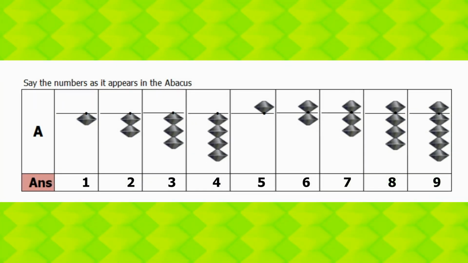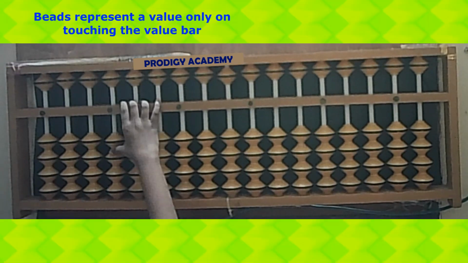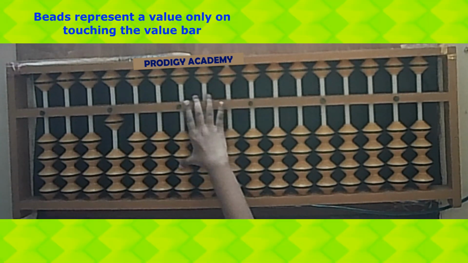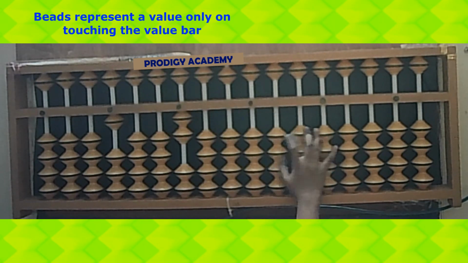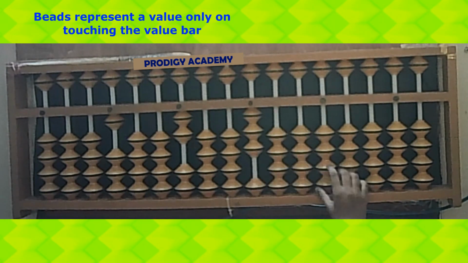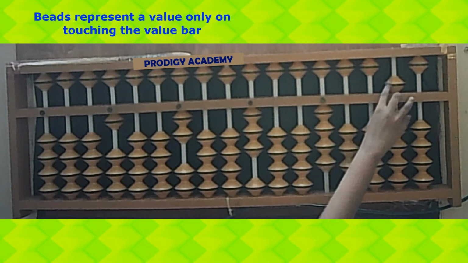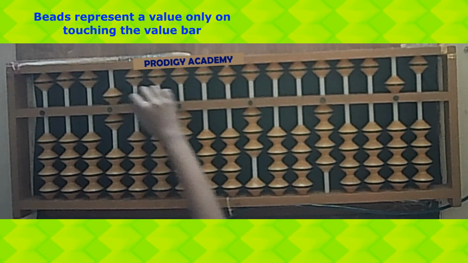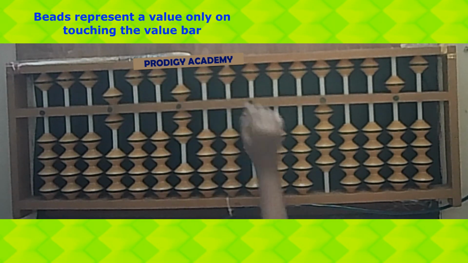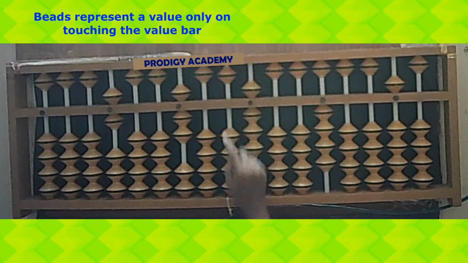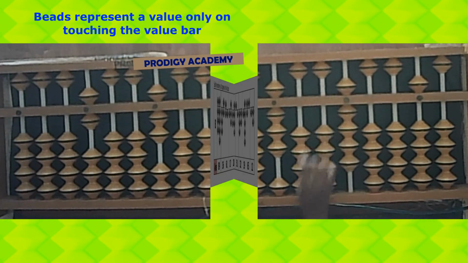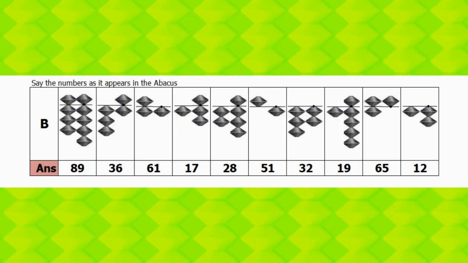Say the numbers as it appears in the abacus. One, 2, 3, 4, 5, 6, 7, 8, 9. Say the numbers as it appears in the abacus.